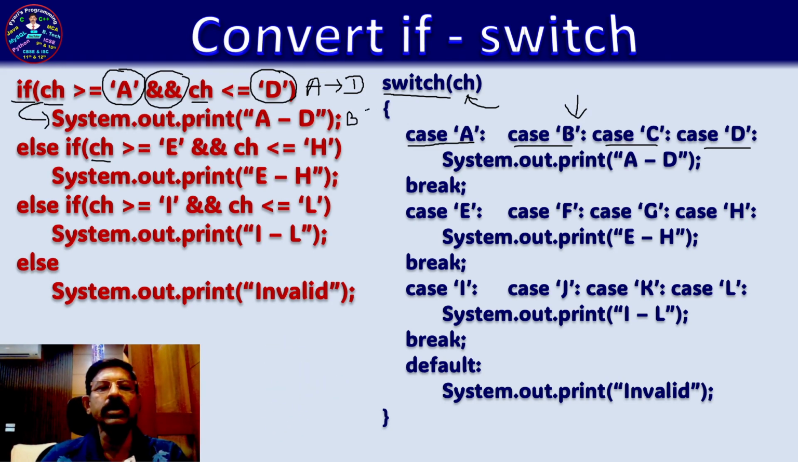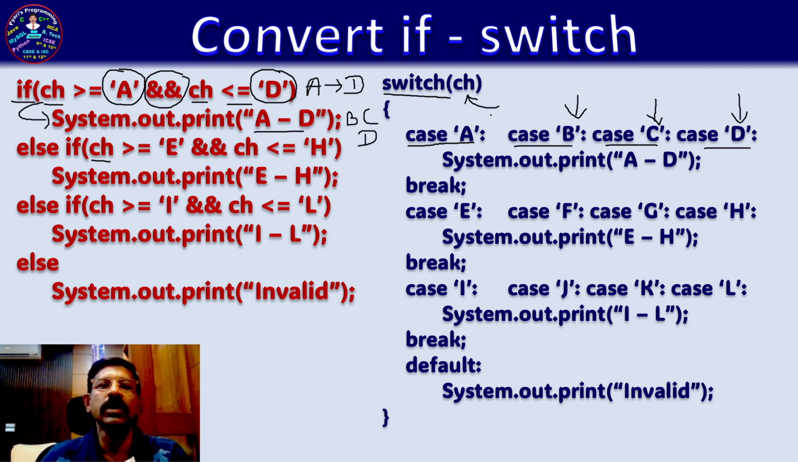If CH value is C, then CH is greater than equals to A, true. CH is less than equals to D, true. So that's why C is also printing A to D. So here I am applying case C without break, that is fall through. If it is D, obviously it is going to work because less than equals to is given. So that's why here I am using case D.